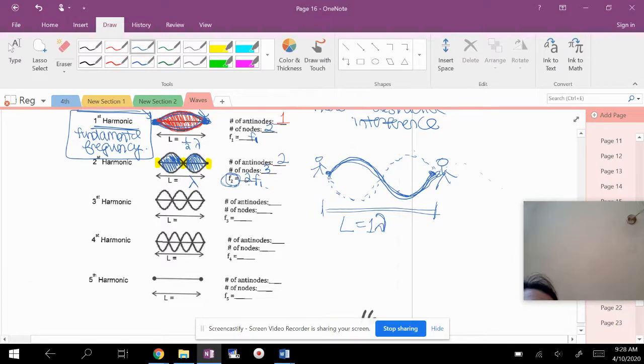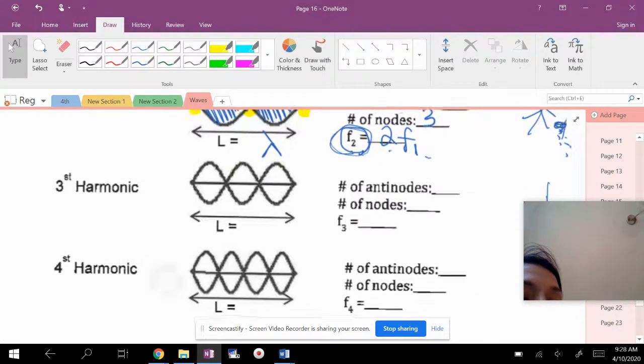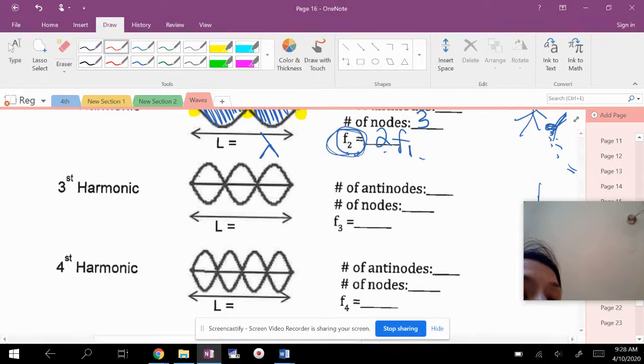Okay. So we're going to go through the third harmonic. I'm going to blow this up a little bit. If this was one wavelength, I have half more here. So for the third harmonic, I have 1.5 wavelengths, or 3 halves of a wavelength.